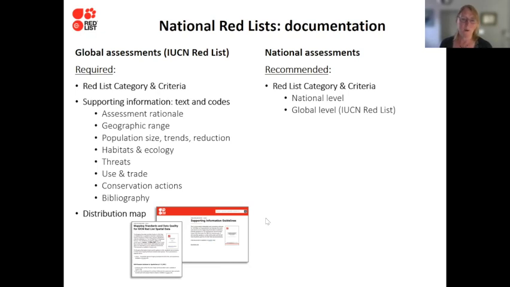Something might be least concern at the global level, but it might be critically endangered in your country. So it's good to see that contrast in assessments. It also helps to have the estimated proportion of the global population occurring within your country. So yes, it might be least concern at the global level, and it might be vulnerable at your national level, but actually you might have 40% of the global population and it's vulnerable. So maybe there's something there that you need to be telling us in the Red List unit or the network of SSC members to adjust the global level assessment, because maybe it's not quite right.